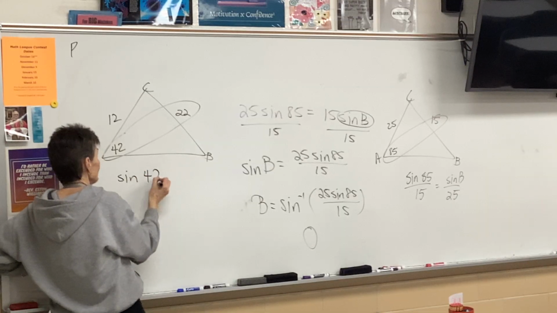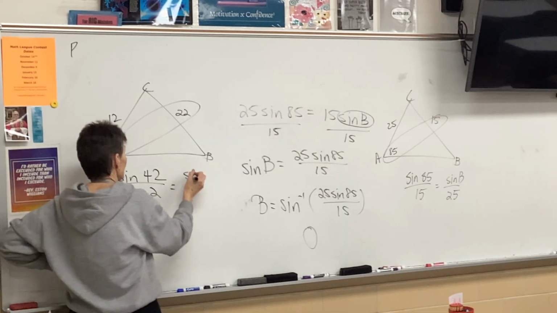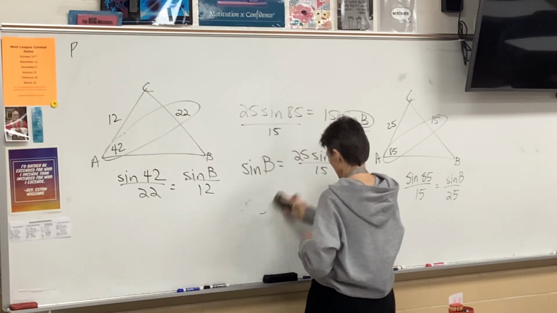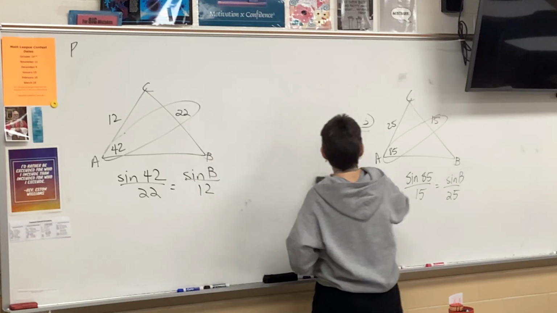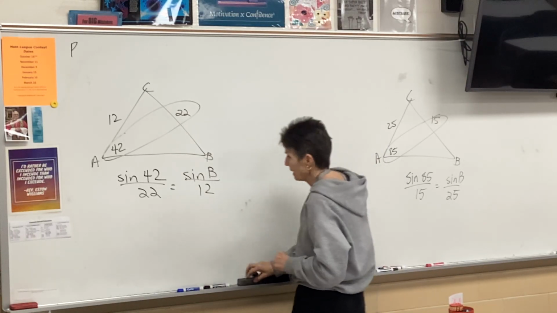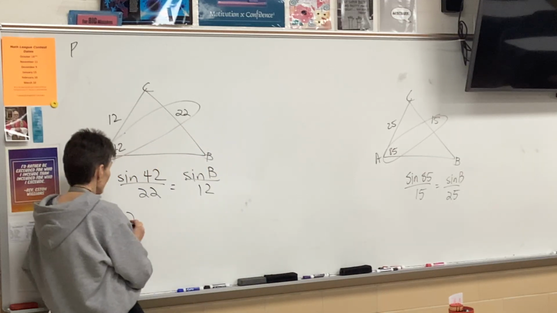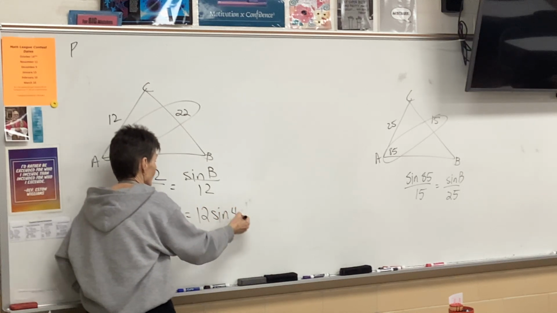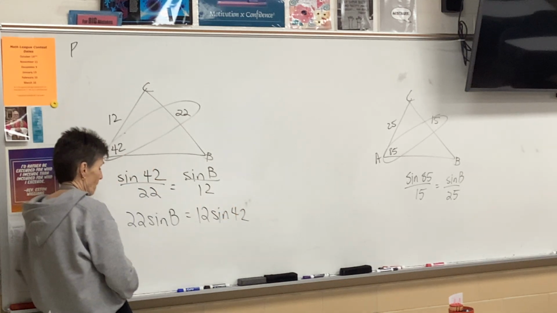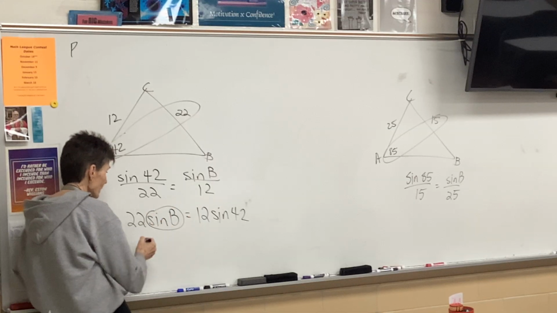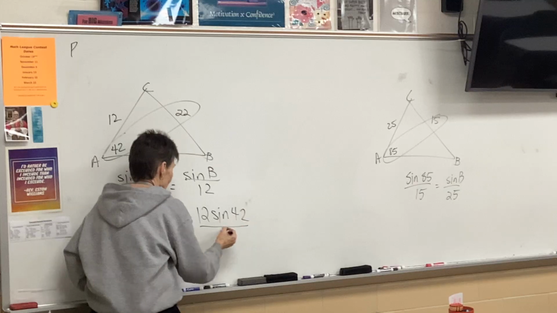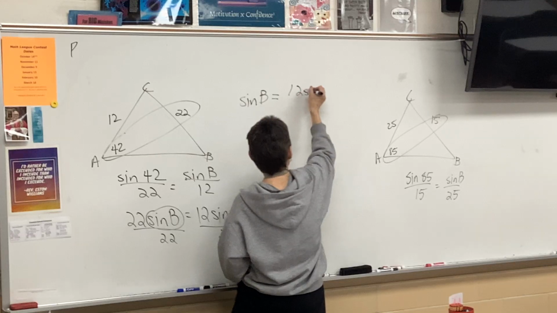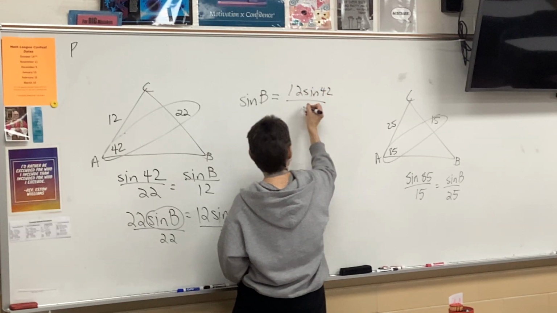Sine 42 over 22 equals sine B over 12. Now we're going to cross multiply. So 22 sine B equals 12 sine 42. This is a unit, so we'll divide by 22. And sine B equals 12 sine 42 over 22.